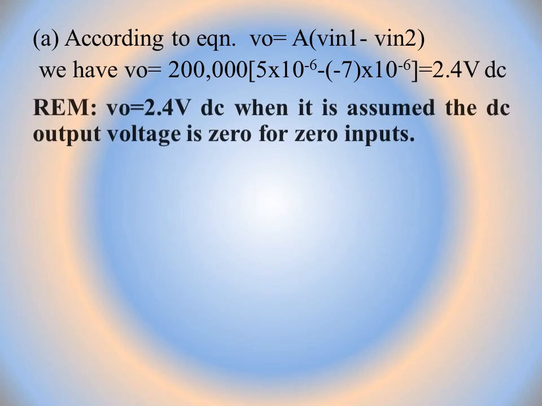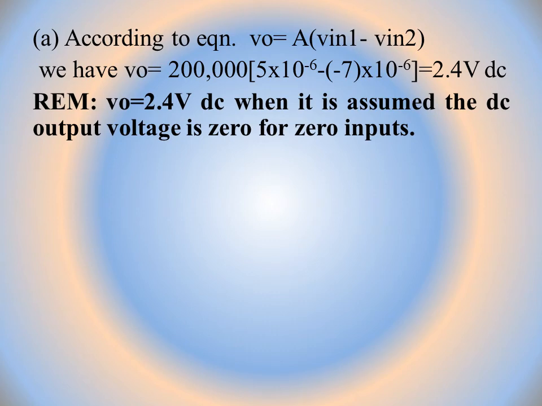It is a simple numerical solved in a simple way, but here we should remember that V0 is 2.4 volt DC when it is assumed that DC output voltage is 0 for 0 inputs. Although it is not mentioned here, you should always know whether it is an ideal op amp or a practical op amp. For a practical op amp, generally for 0 input there is no 0 in output.